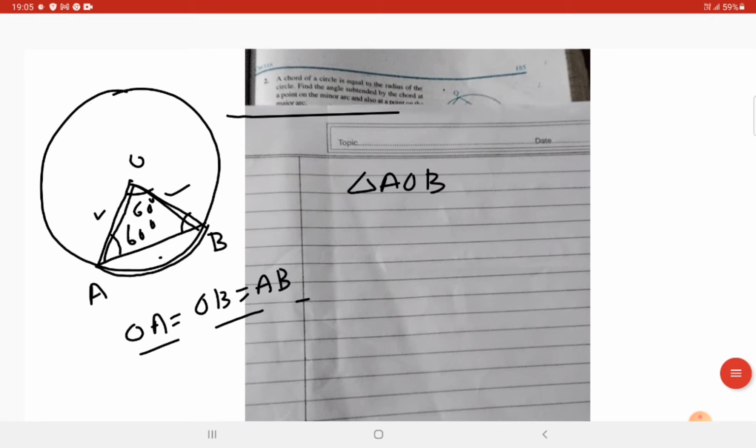Now what is the question? You have to find the angle subtended by this chord at any point on the minor arc. So here which is the minor arc? This is the minor arc. So if you mark a point here D, you have to find angle ADB. And same way on the major arc, if you mark a point C here, you have to find angle ACB. That is the question.